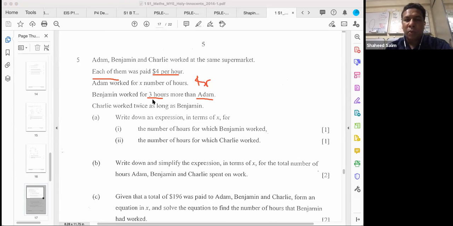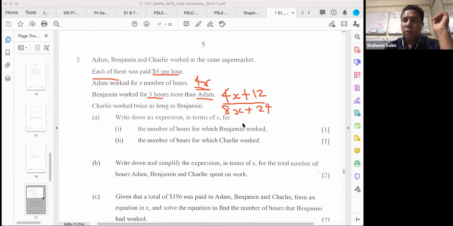Benjamin worked 3 more hours. So he got 4X, but he will also get 3 hours more. 3 times 4, 12. Can you see that? Do you understand this part? Adam worked for X hours, so X times 4. 1 hour is $4, X hours, 4X dollars. Then he worked 3 hours more, so he will get $12 more: 4X plus 12. And Charlie worked twice as Benjamin. So I times this by 2, I get 8X, and I times this by 2, I get 24. Are you okay now?